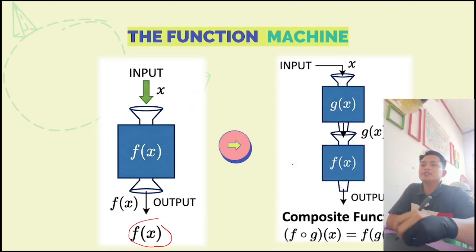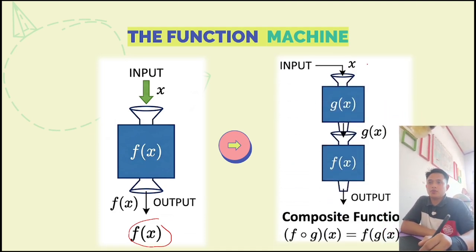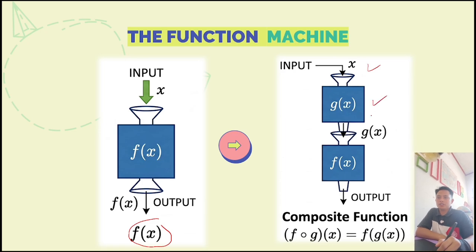Now, like I said before, we have the raw material and the machines. In this case, machine G will be the first machine, and the output is g(x), and then we put it again into machine F, and the output is what we call the composite function, which we say as f of g of x. Okay, so this is the composite function.